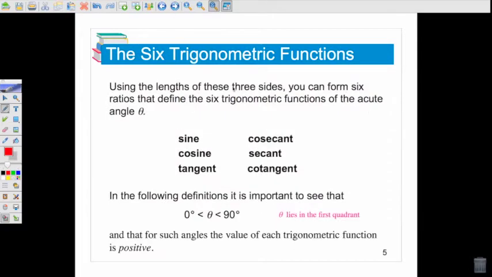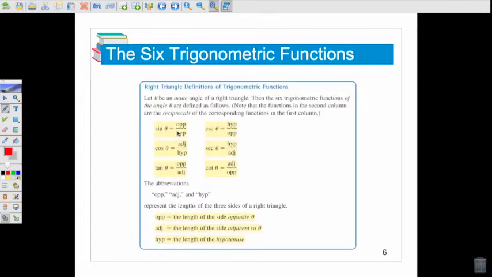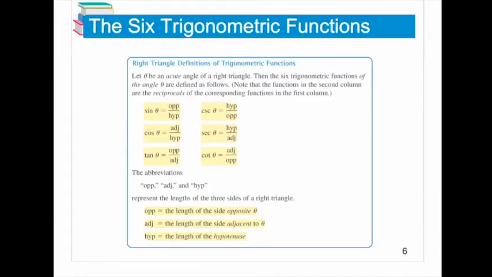Okay? So again, we have sine, cosine, tangent, cosecant, secant, and cotangent, and we're looking at theta values that are acute, between 0 and 90 within the first quadrant. Now let's look at how these 6 trig functions relate to the opposite, adjacent, and hypotenuse.